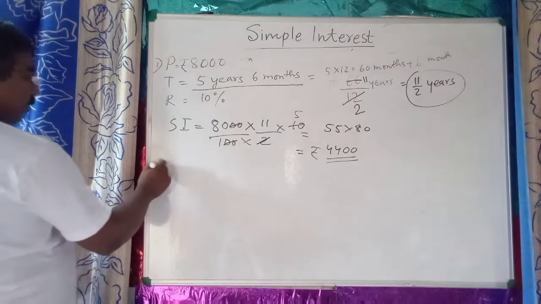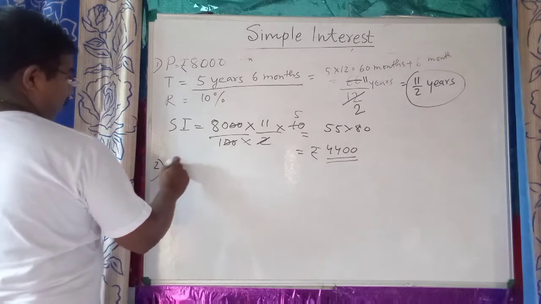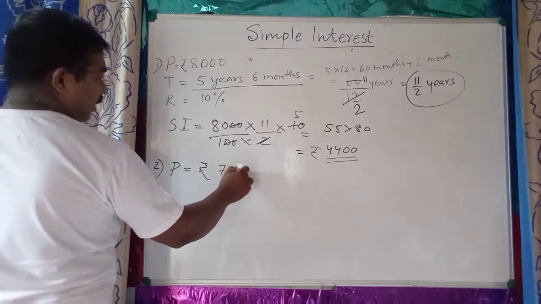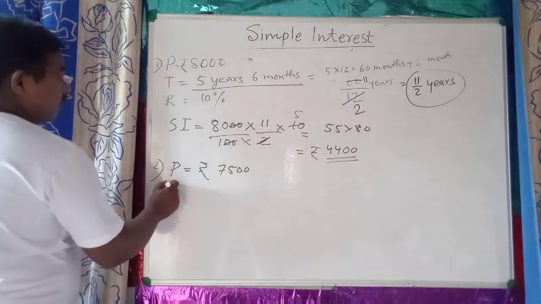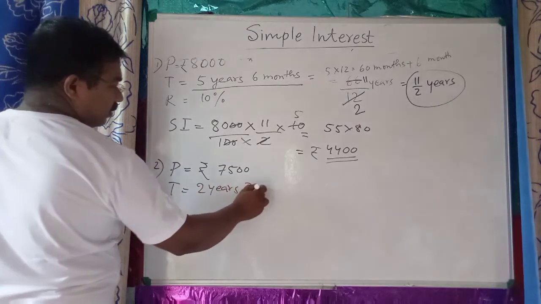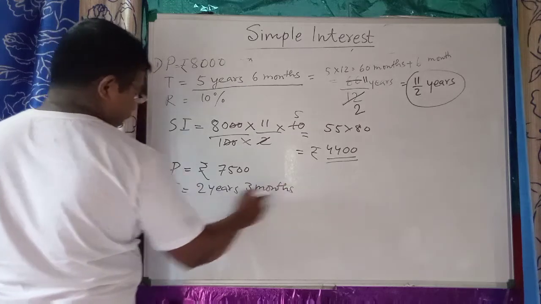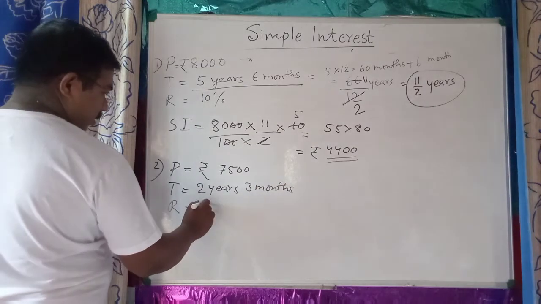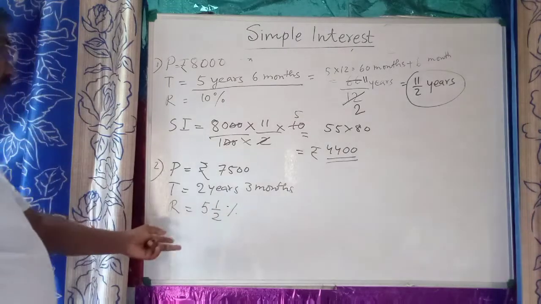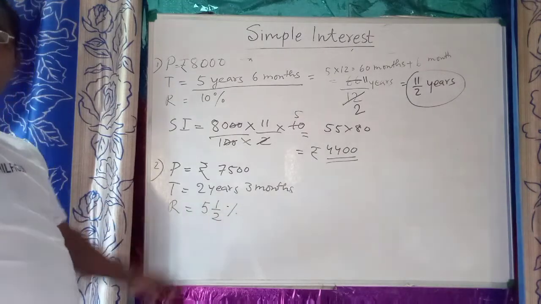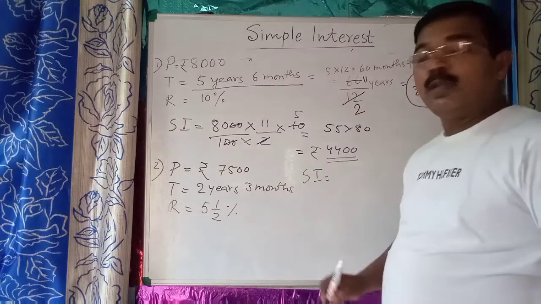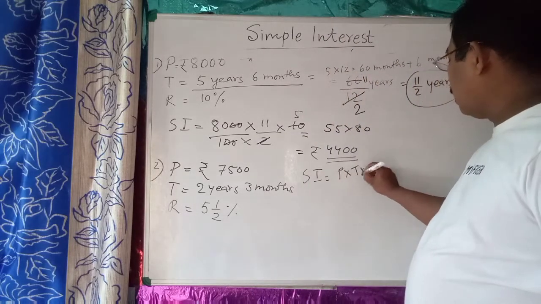Another example I am going to give you in this. P is equal to rupees 7,500. Time is 2 years, 3 months. Rate is 1 by 2%. Now you see here it is 1 by 2%. SI is equal to P into T into R by 100.